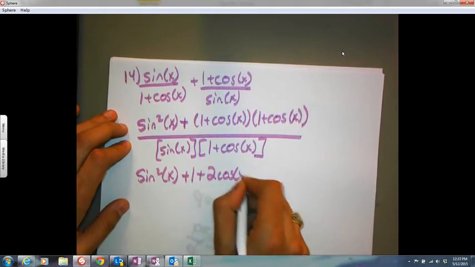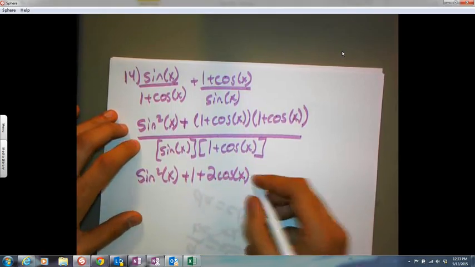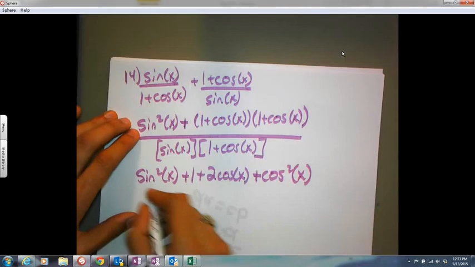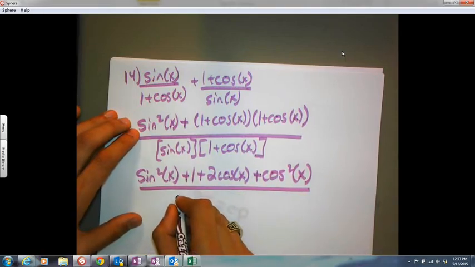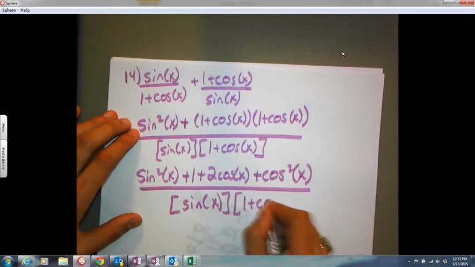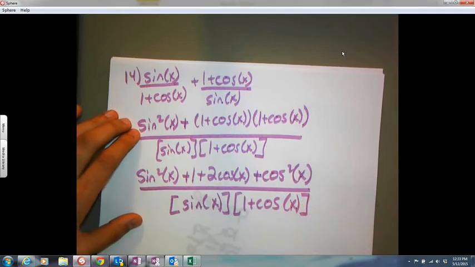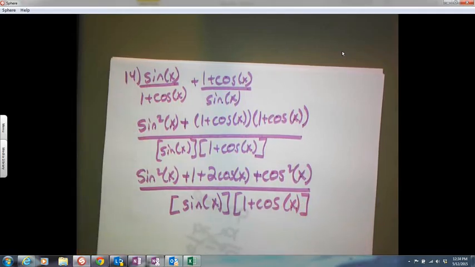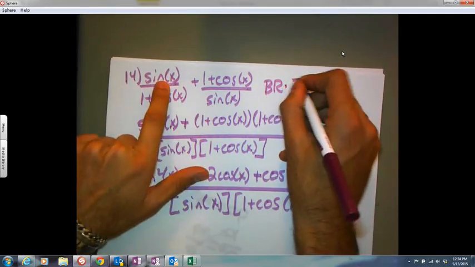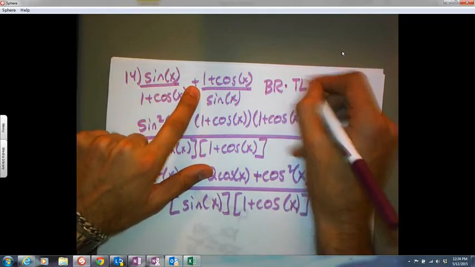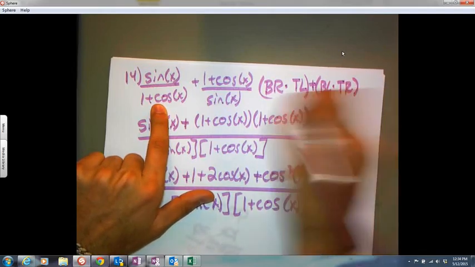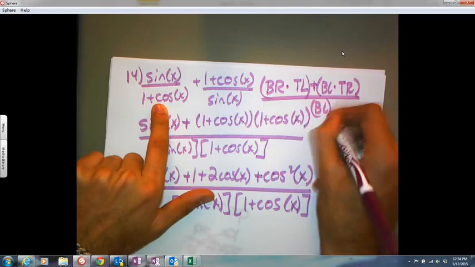Can you write out the trick? Yeah, so we'll do that. Be patient with the bottom. So to write out the trick, what you do is you do bottom right times top left. Bring the sign, in this case it's a plus. Bottom left times top right, all divided by bottom left times bottom right.